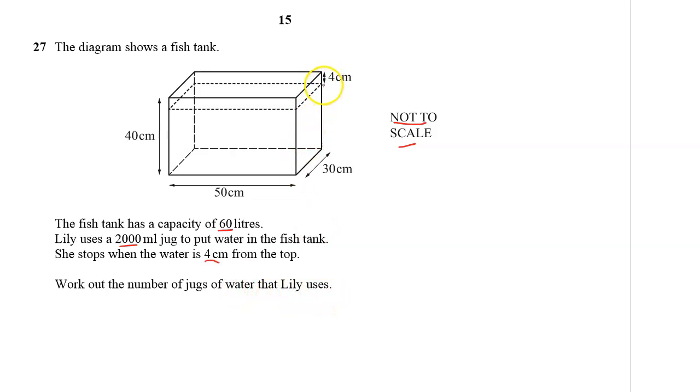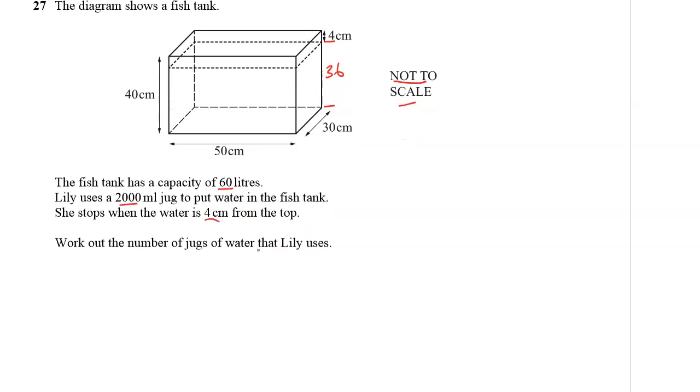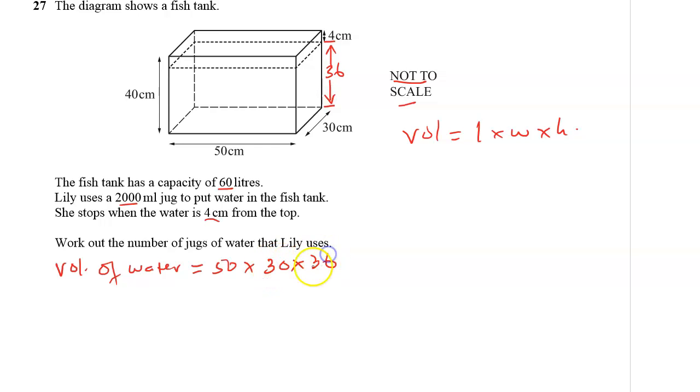So 4 centimeters from the top, it means that from here to here is 36. So we can find the volume of water in the tank. The formula of volume is length times width times height. So it's going to be 50 centimeters times 30 centimeters times 36. This height here is 36.